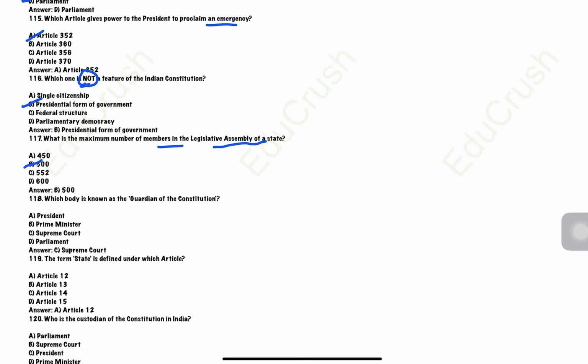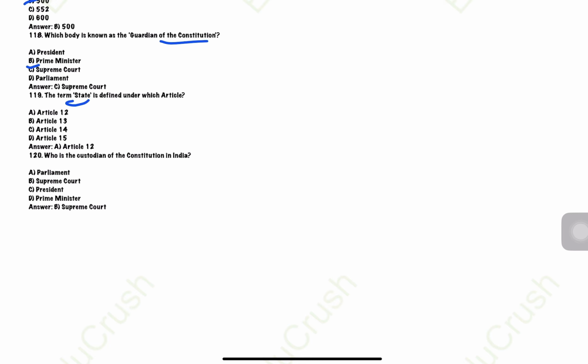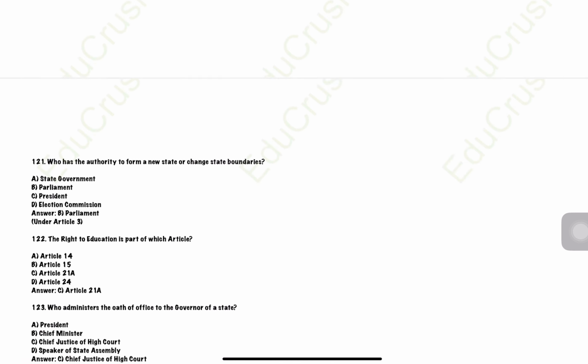Which body is known as the guardian of the Constitution? Supreme Court. This is also one of the important questions. The term state is defined under which article? Article 12. Under Article 12, the term state is defined. Next, who is the custodian of the Constitution of India? Supreme Court is the custodian of the Constitution of India.